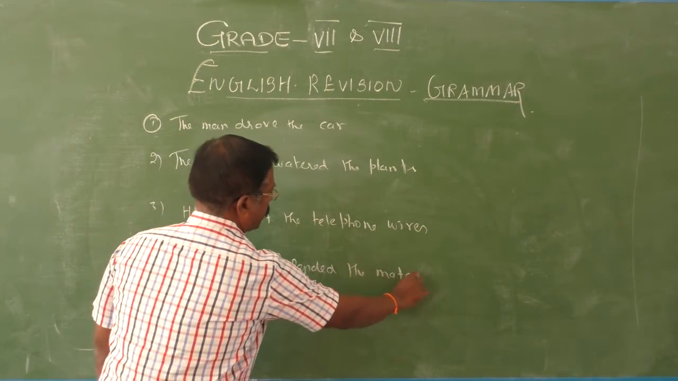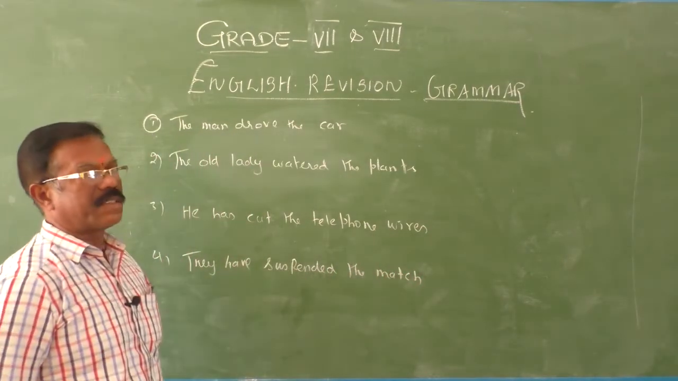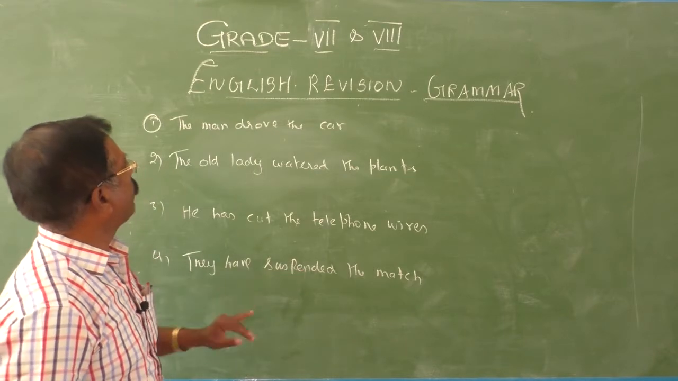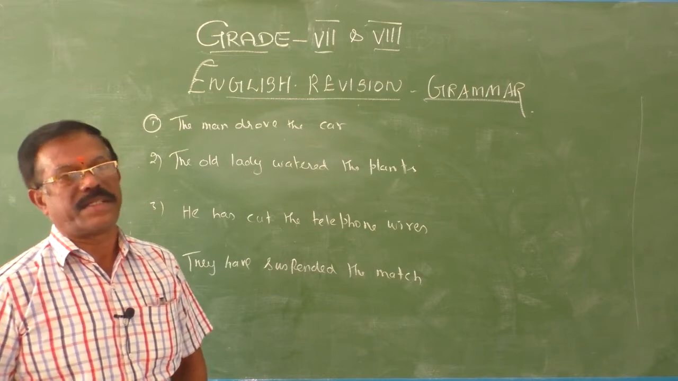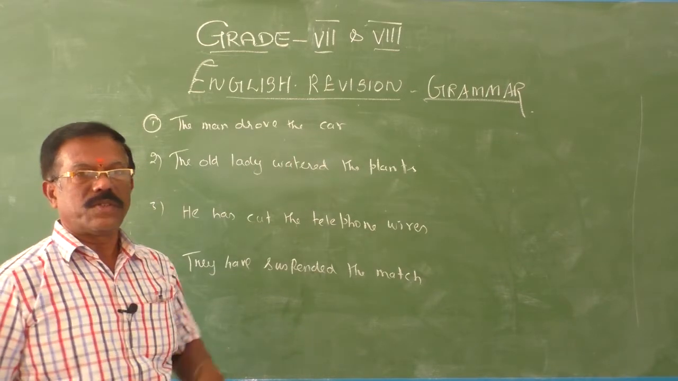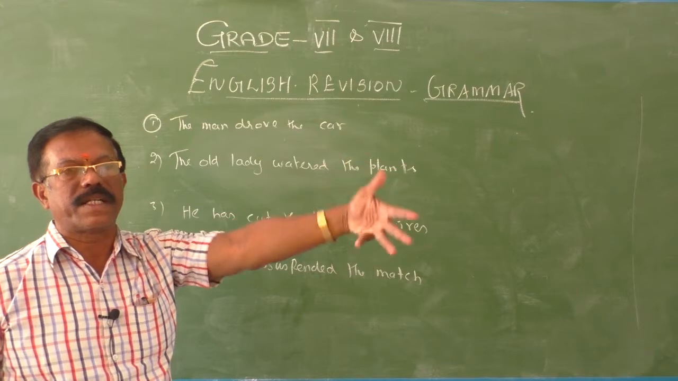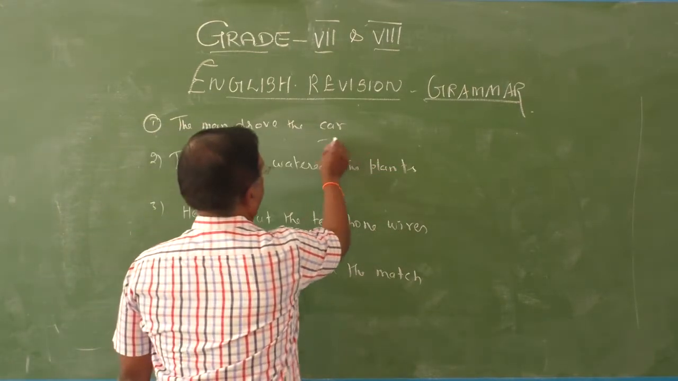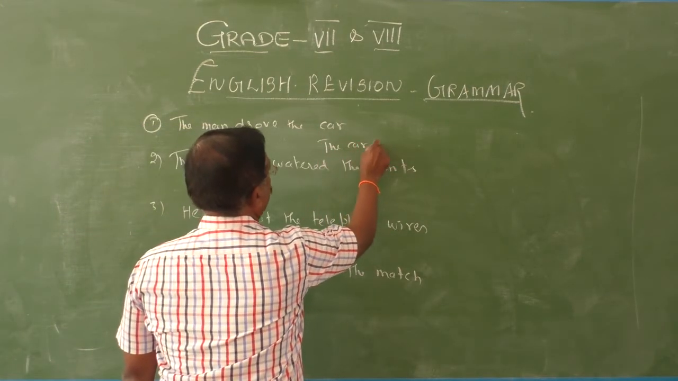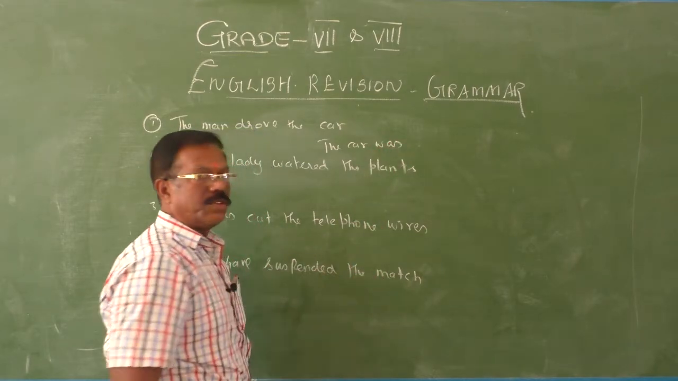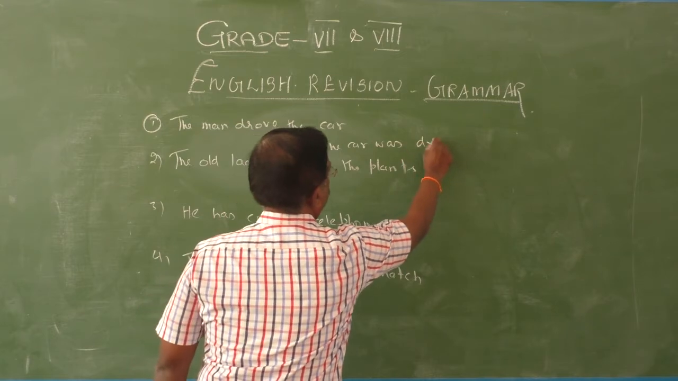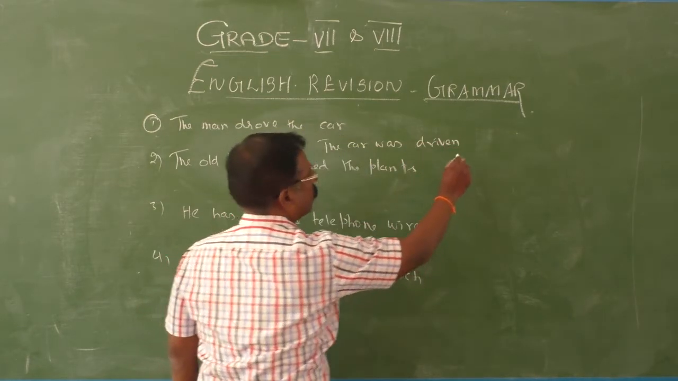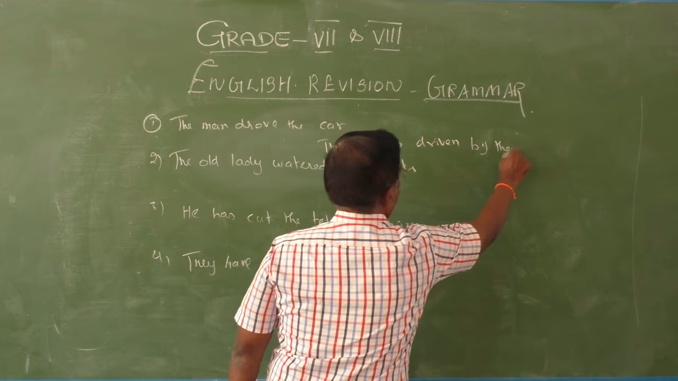Now, let me explain how these sentences are changing from active to passive. The man drove the car. What's the tense form of the verb? Past tense. Object singular. So you have to apply the rules: was plus past participle. So what's the answer? The car was driven by the man. So that's the passive form.